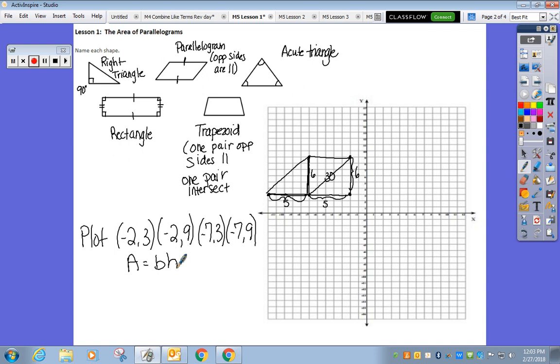So let's look at another example. If I want to plot another figure, (3, -1), (7, -1), (2, -6), and (6, -6), I would go over to +3, down to -1, over to +7, down to -1, over to +2, down to -6, so 1, 2, 3, 4, 5, 6, it's hard to read the numbers, and then (6, -6): 1, 2, 3, 4, 5, 6, down to -6. So now what I've created is a parallelogram.